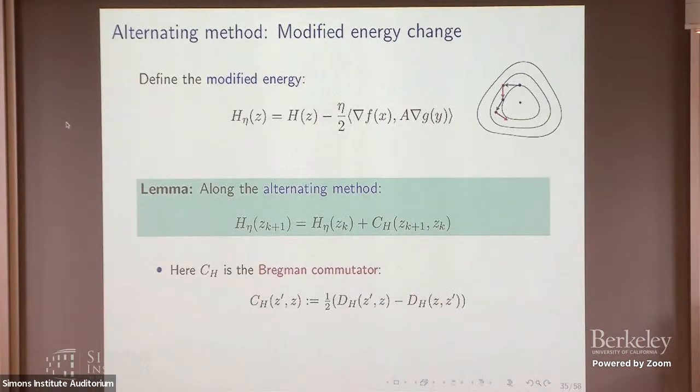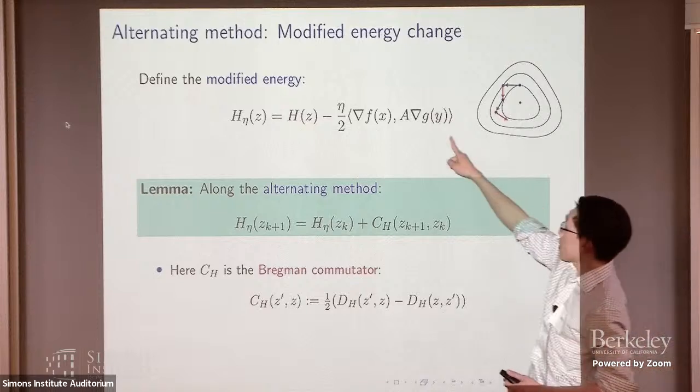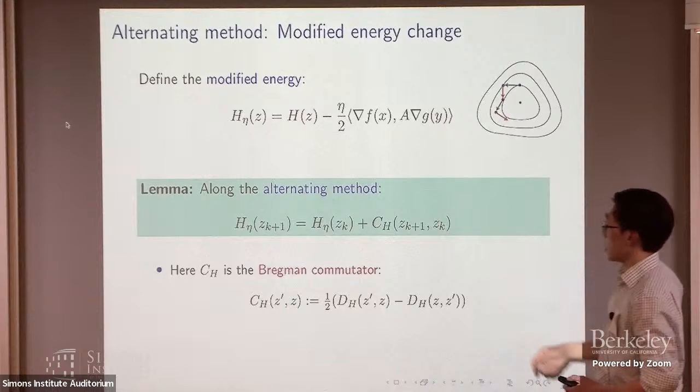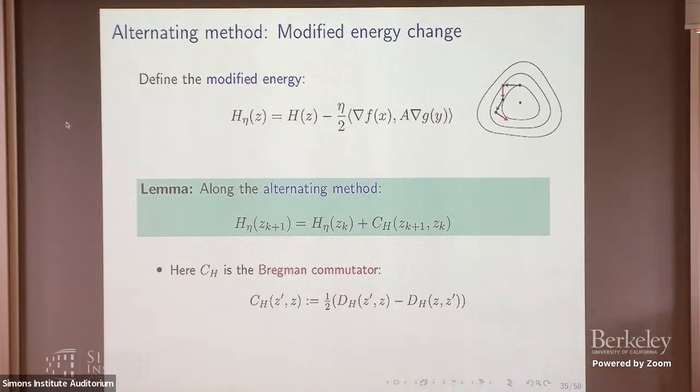Now, the situation is a bit unclear, but here's what we can say. So let's define what we call the modified energy, where h is the previous function that you start with, f of x plus g of y. And then let's subtract this product, gradient of f times a times gradient of g. In the quadratic setting, when h is quadratic, when f and g are quadratic, this recovers the previous definition of modified energy in the previous paper by Yorkios et al.